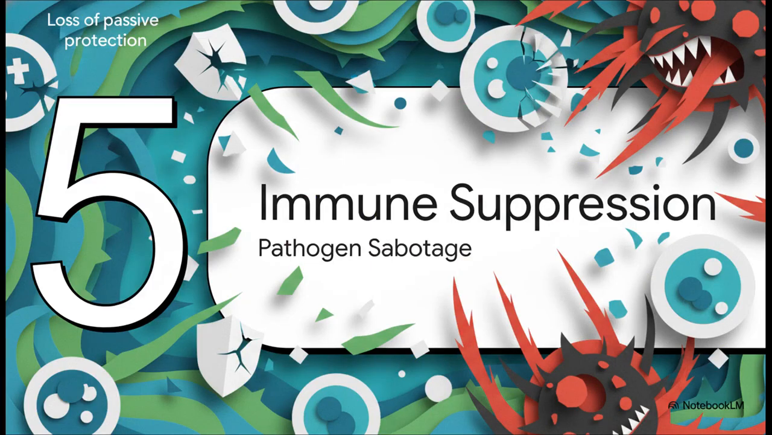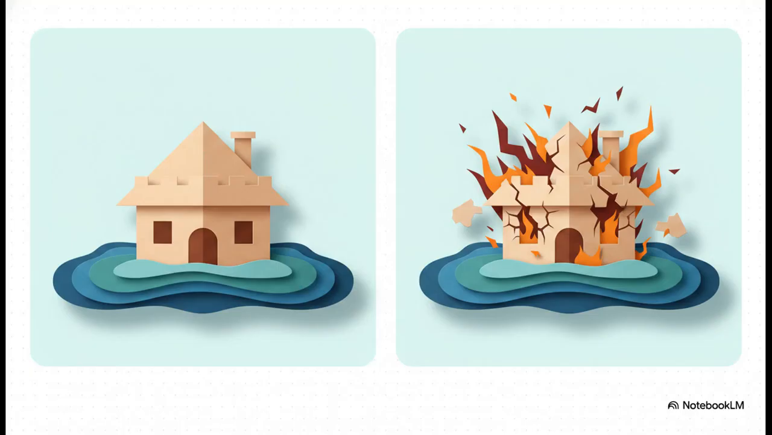Section 5. Pathogen immune suppression. Active sabotage. This dichotomy is absolutely fascinating. Your commensal bacteria guard the ecosystem passively. They occupy niches, produce fatty acids on the skin, maintain that acid pH. But true pathogens? They actively dismantle your defenses.